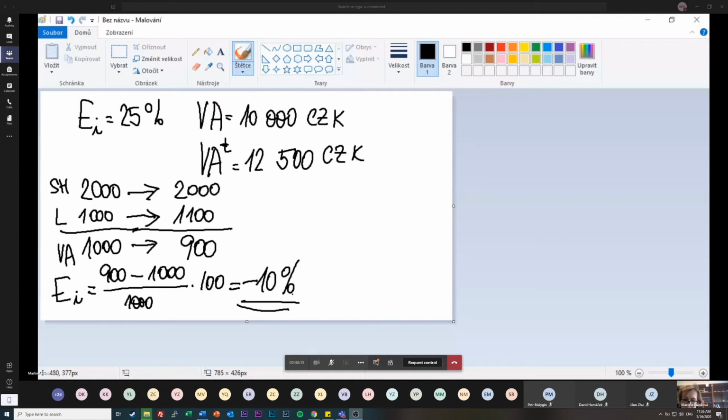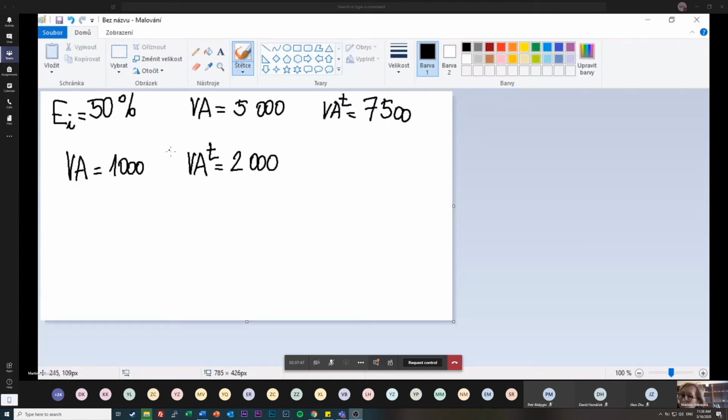18. So if you have value added before 1,000 and value added after the tariff imposition 2,000, the question is, what's the effective tariff protection rate? What number is higher? So it's 100. It's 18C.